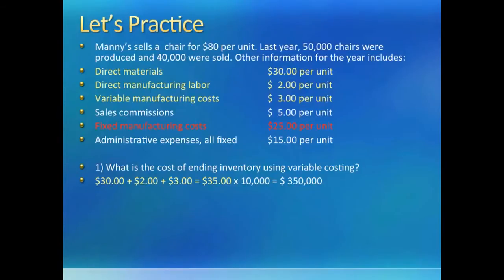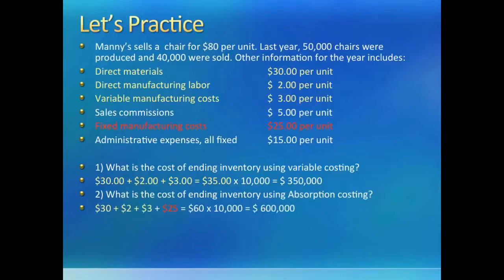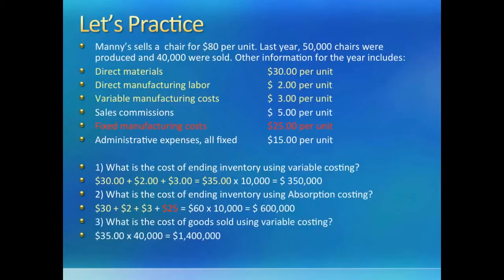Are you with me? Under absorption costing, which is the second question, we will take all manufacturing costs as inventoriable costs. So it will be 30 plus 2 plus 3, which means all the variable manufacturing costs plus 25, which is the fixed manufacturing cost per unit. The yellow and the red costs have been included here. Please note that the two costs left in white color are non-manufacturing costs and will not be included under either method.